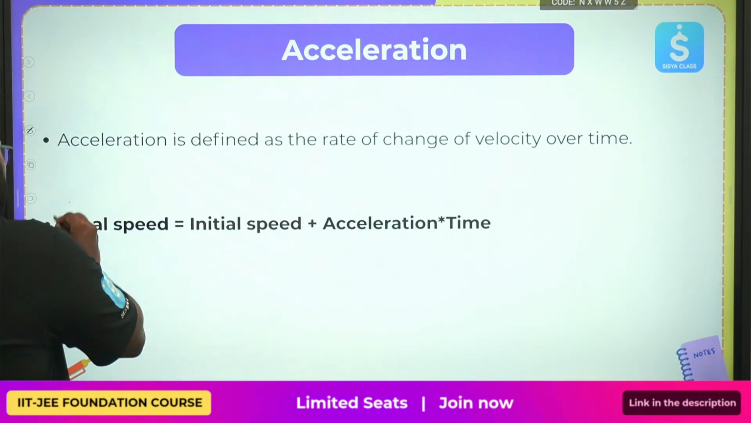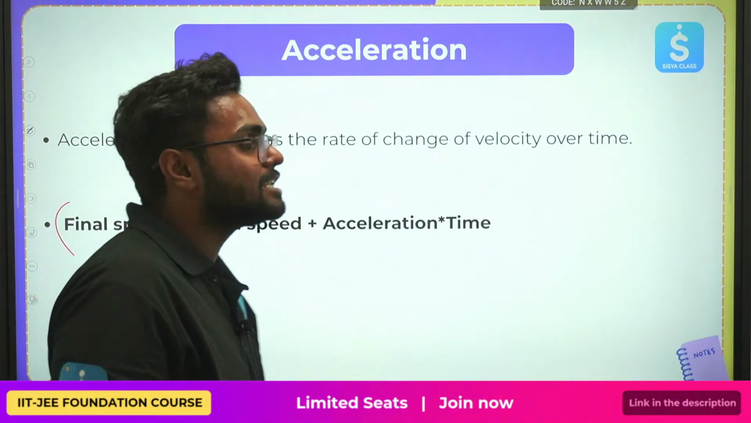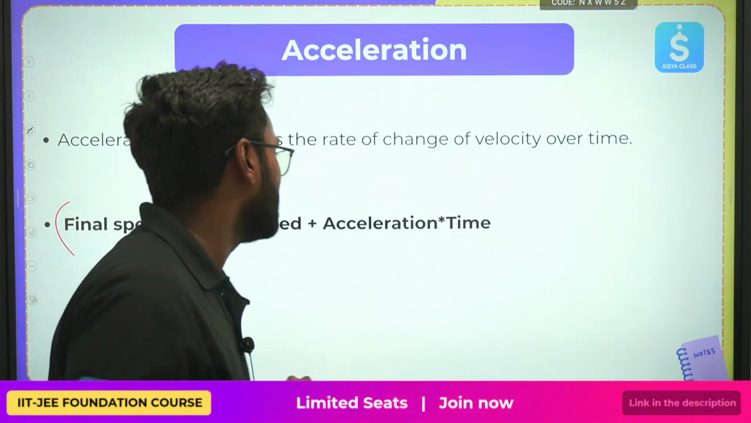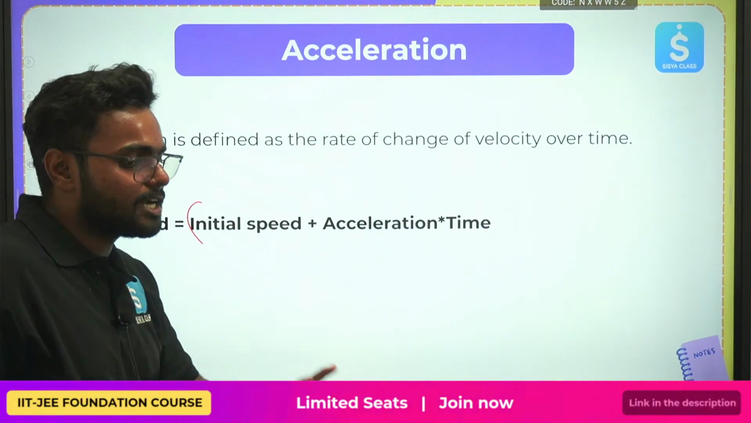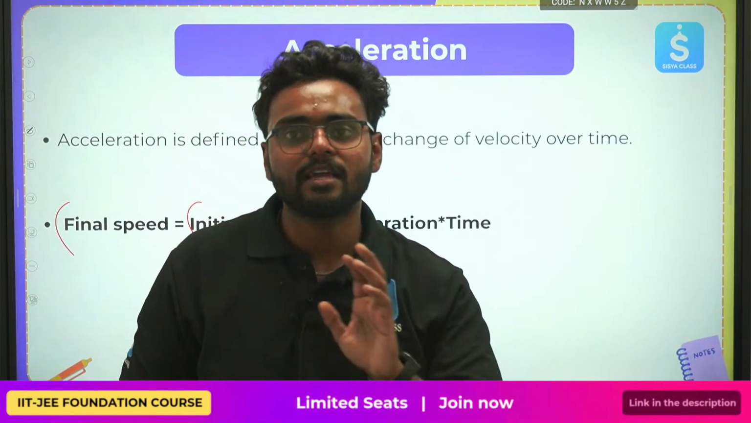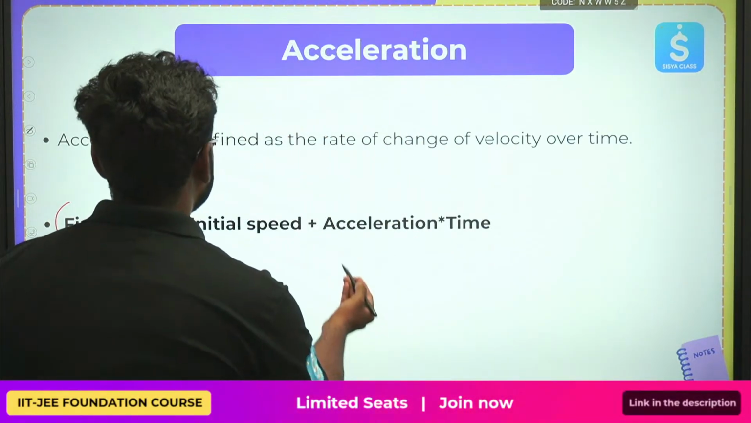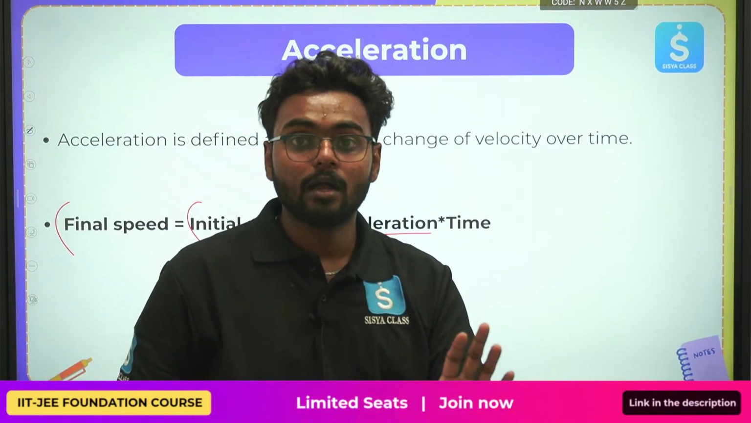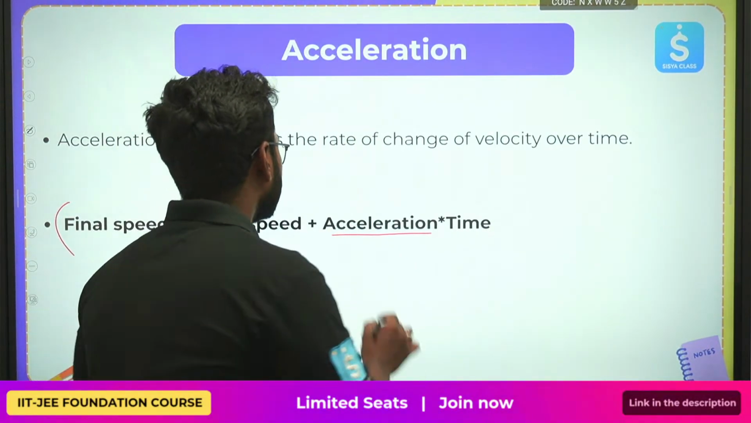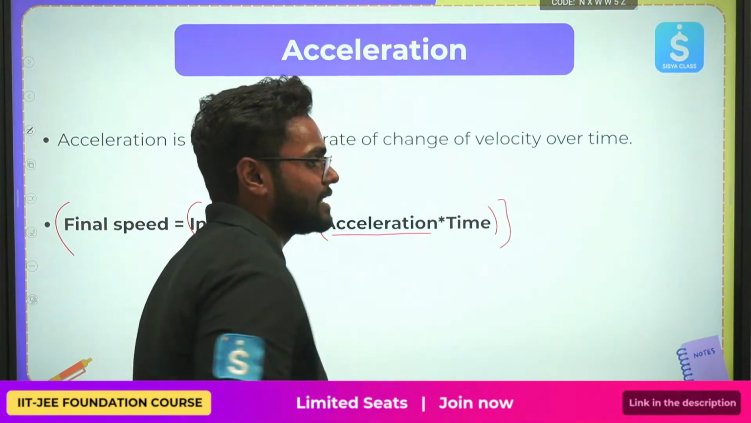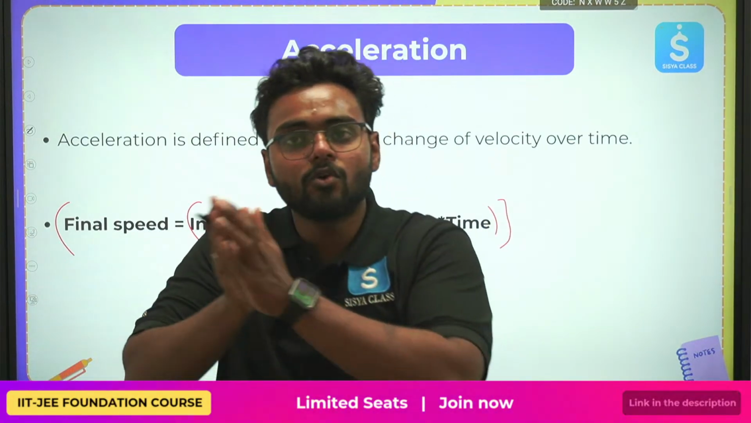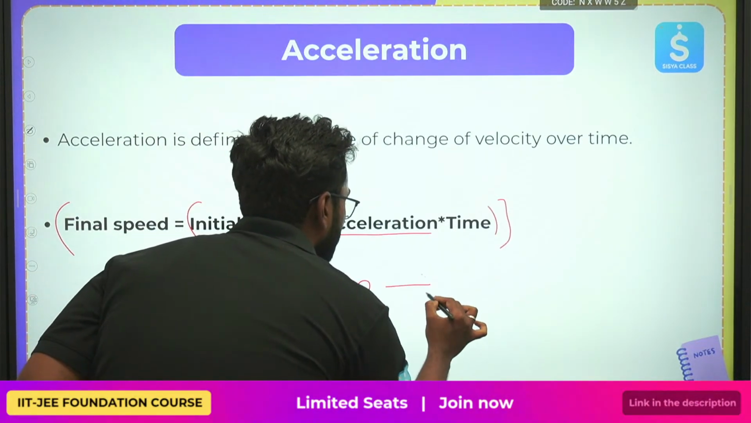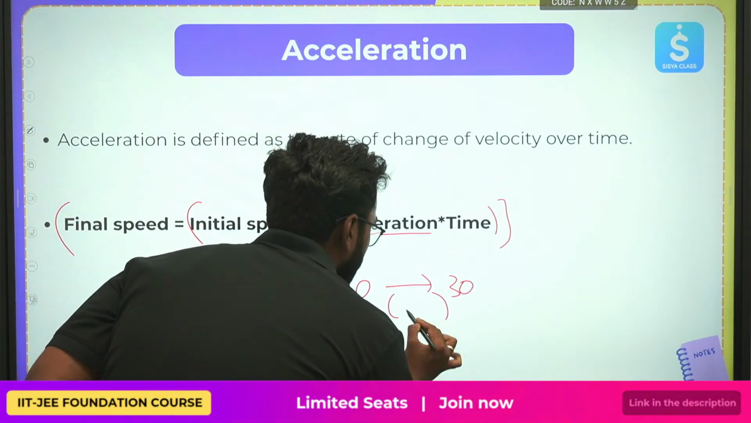So if you want to know the final speed, you can use acceleration to find it. How? Initial speed, the speed at which you start. If you're starting from rest, initial speed would be 0, plus acceleration. If you are accelerating the vehicle by 2 meters per second square, acceleration would be in meters per second square, and the time taken for you to accelerate, the time you're taking to reach 20 to 30, right? This time and this acceleration.